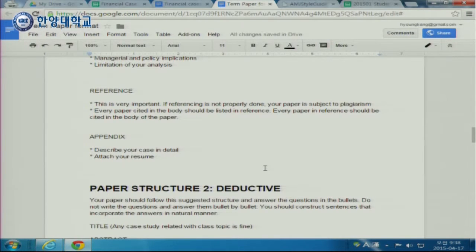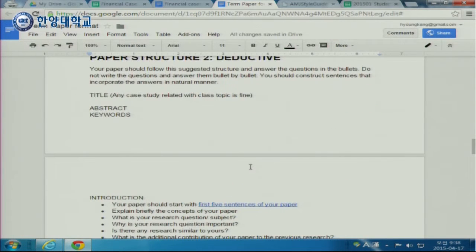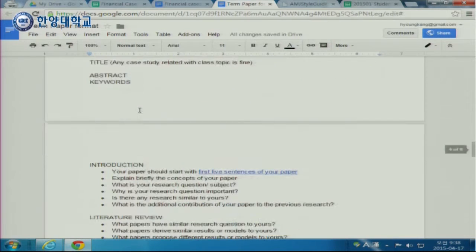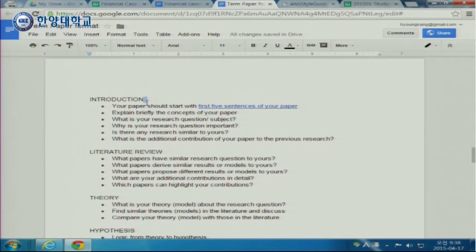Again, your paper should follow the suggested structure and answer the questions in the list. Do not write the question and answer bullet by bullet. No. You should construct sentences that incorporate the answers in a natural manner. Again, title, abstract, keyword. And the introduction is the same. You should start your paper with the first 5 sentences that I explained before.